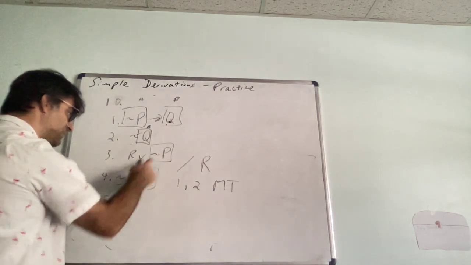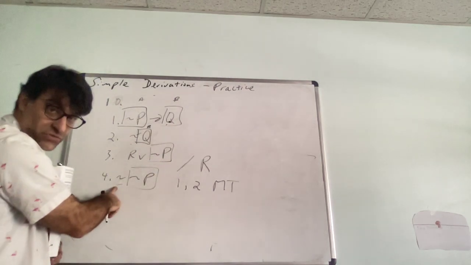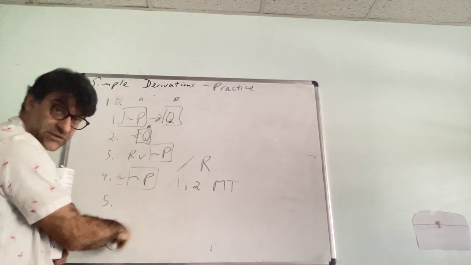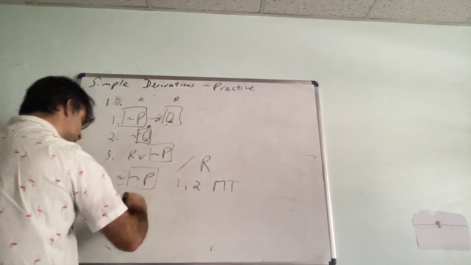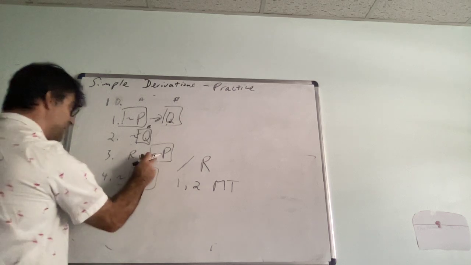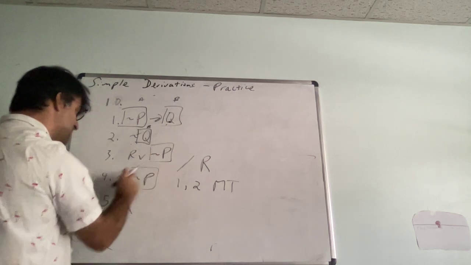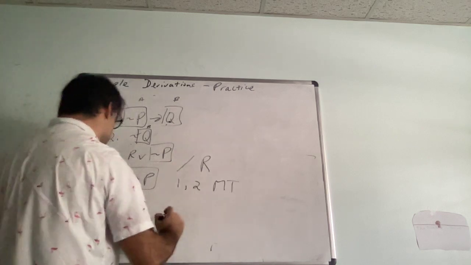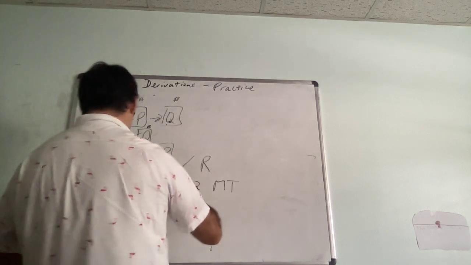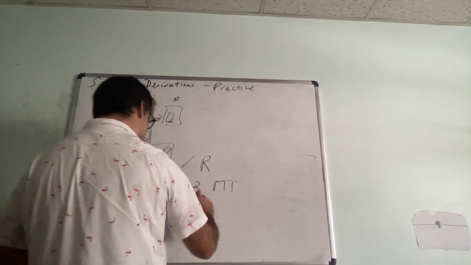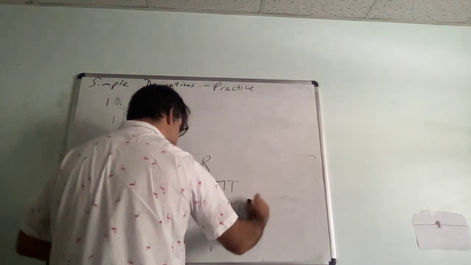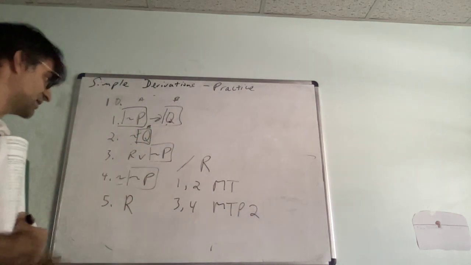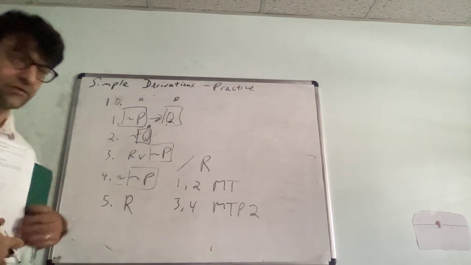Since this, not P, is false, i.e. P is true, but we're writing it out in this formal way, that means R is true. Since not P is false, since this half of the or statement is false, this half is true. So we get our conclusion R by 3 and 4 MTP. And again, it's MTP2 because we denied the second half. Okay, a couple more.